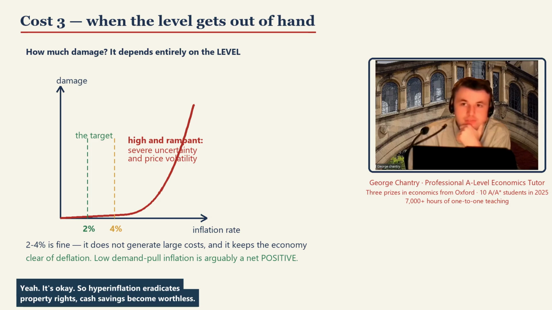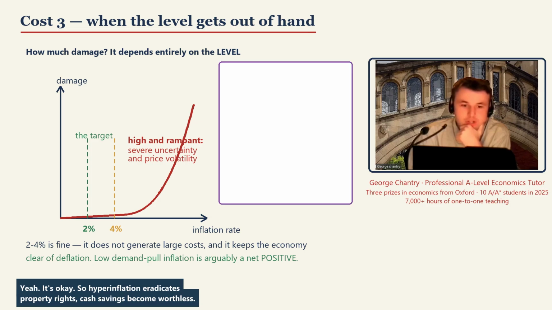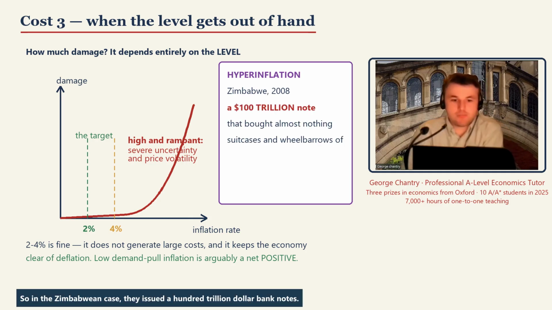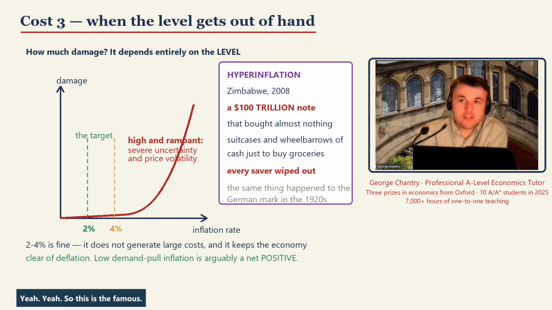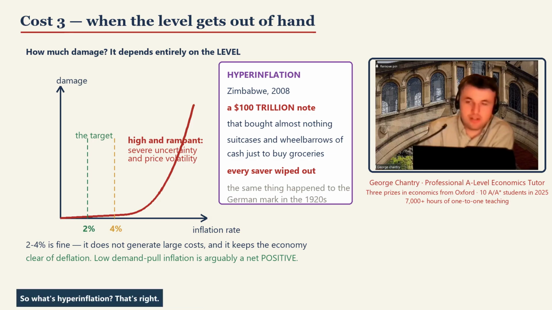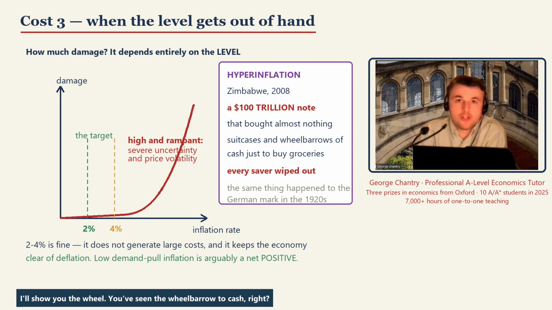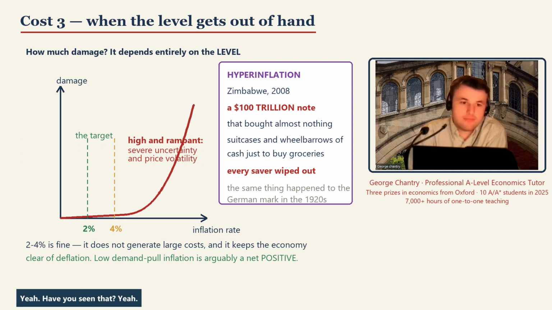Hyperinflation eradicates property rights, and cash savings become worthless. In the Zimbabwean case, they issued $100 trillion banknotes, and again their money became worthless. People were carrying suitcases of money just to buy groceries. Do you want to explain it back to me? So what's hyperinflation? That's right. You've seen the wheelbarrows of cash, right, where the guy carries wheelbarrows to go buy bread? Have you seen that?